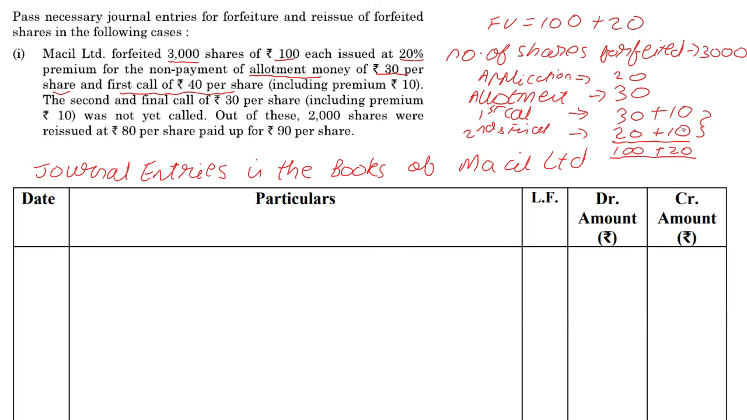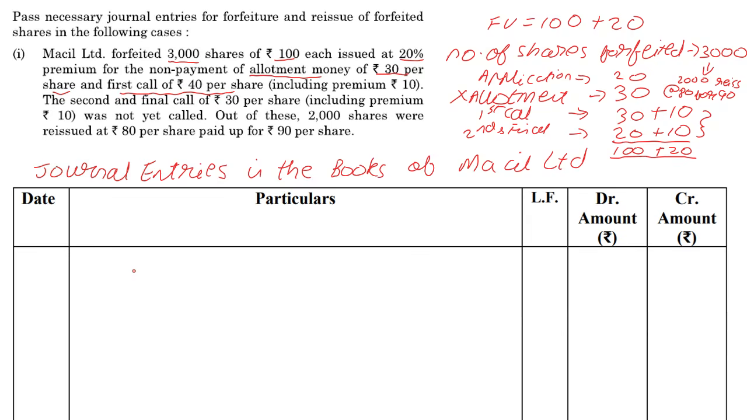Now, moving forward, we look at what's happening to the shares once they are forfeited. Out of these 2,000 shares, 2,000 are reissued at 80 per share, paid up for 90. How we deal with that, we will see going forward. The shares are forfeited after non-payment of allotment, so at the time of allotment, it is not paid.